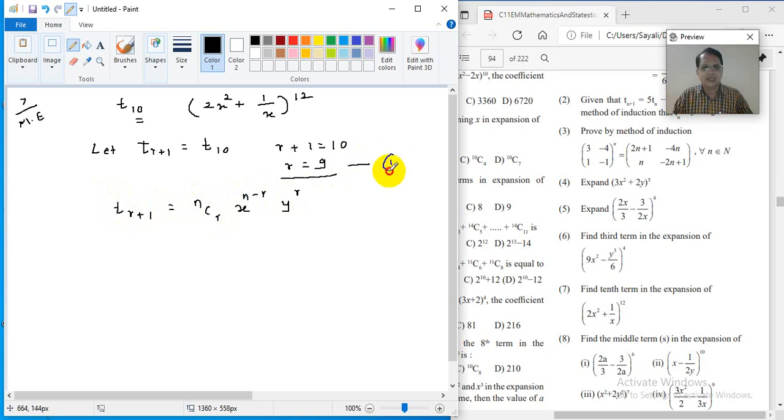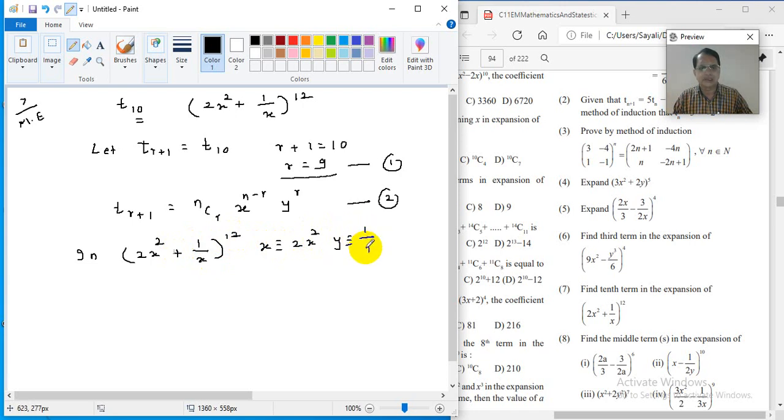So this is result 1, which is very important. This formula is also important. And then we will say that in this (2x squared plus 1 by x) raised to 12, x corresponds to 2x squared, y corresponds to 1 upon x, n is equal to 12. And r we have already got. What else do you need in this formula? n, r, x, y are needed. Everything is now with you. r is there, x, y and n, all are there.